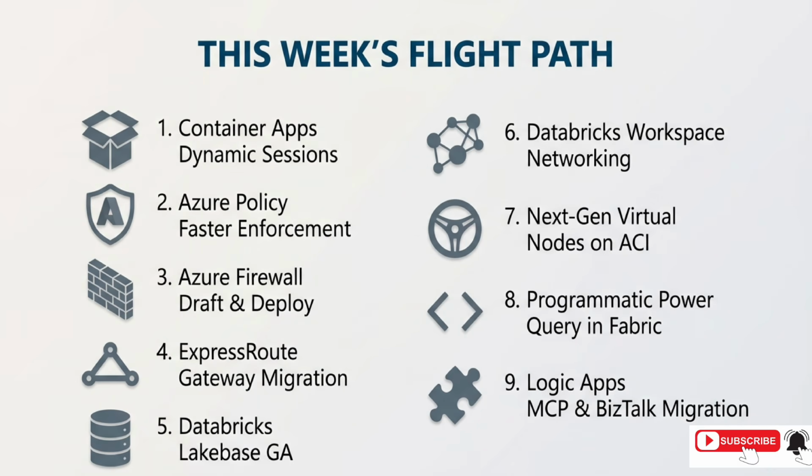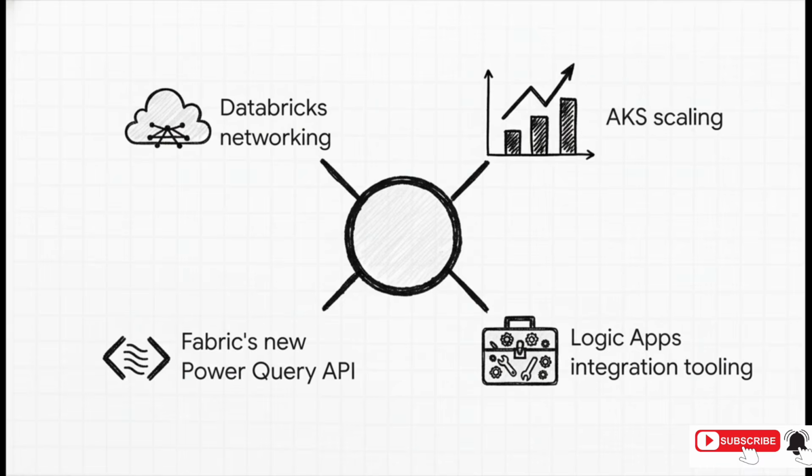All right, we have covered a lot of ground. We've talked about building safer AI apps by sandboxing code, closing security gaps faster with policy and firewall updates, modernizing your hybrid network, and unifying your transactional and analytical data platforms. We've covered some major developments in Databricks networking, a much more cost-effective way to scale AKS, a super powerful new API in Microsoft Fabric, and some fantastic new tooling for Logic Apps integration.